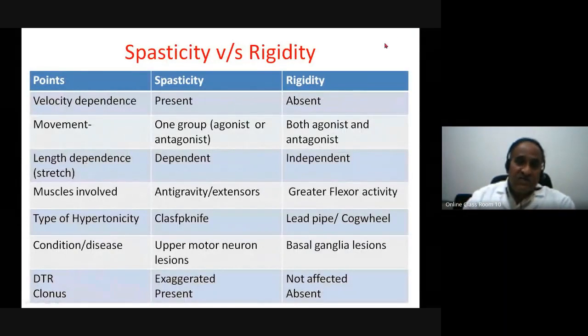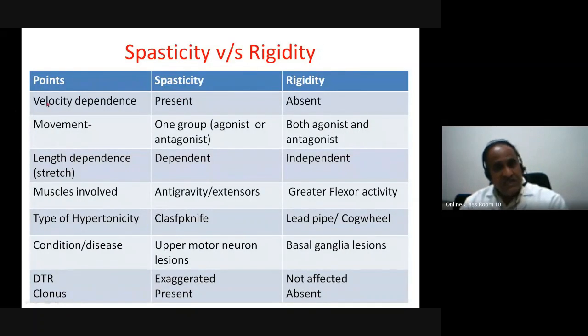Now I will just give the differences between spasticity and rigidity. Spasticity is velocity dependent. When you passively flex the limb rapidly, you will get resistance initially, which gives way, what's called a clasp knife. So velocity dependence is present in spasticity, and it is not present in rigidity. Whether you do it slow or fast, rigidity does not change.